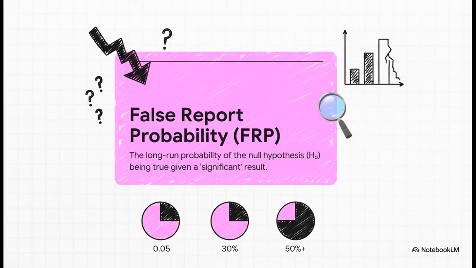So if the p-value doesn't tell us the chance of being wrong, what does? Well, that number is called the false report probability, or FRP. This is the number we should actually care about. It's the real probability that a significant finding is just a false alarm. And here's the shocker. In realistic situations, a study with that golden p-value of 0.05 can easily have a false report probability of 30%, 50%, or even higher.